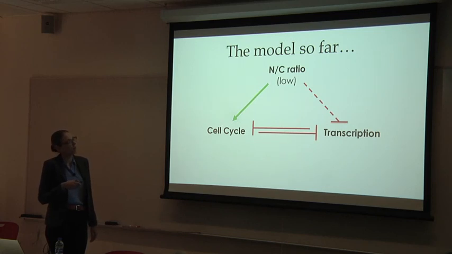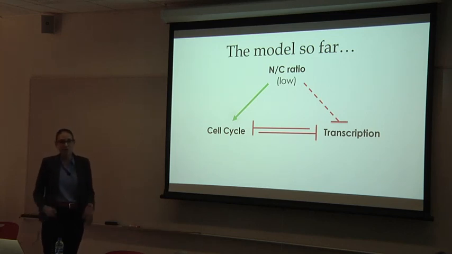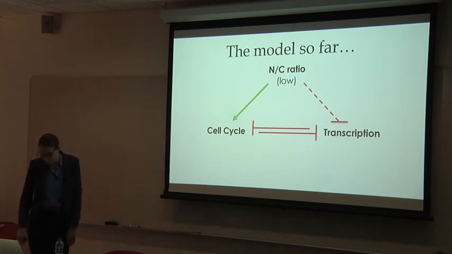And in this direction, it's necessarily true that if the cell cycles are very, very fast, you just don't have that much time to transcribe. So there are these two arrows.